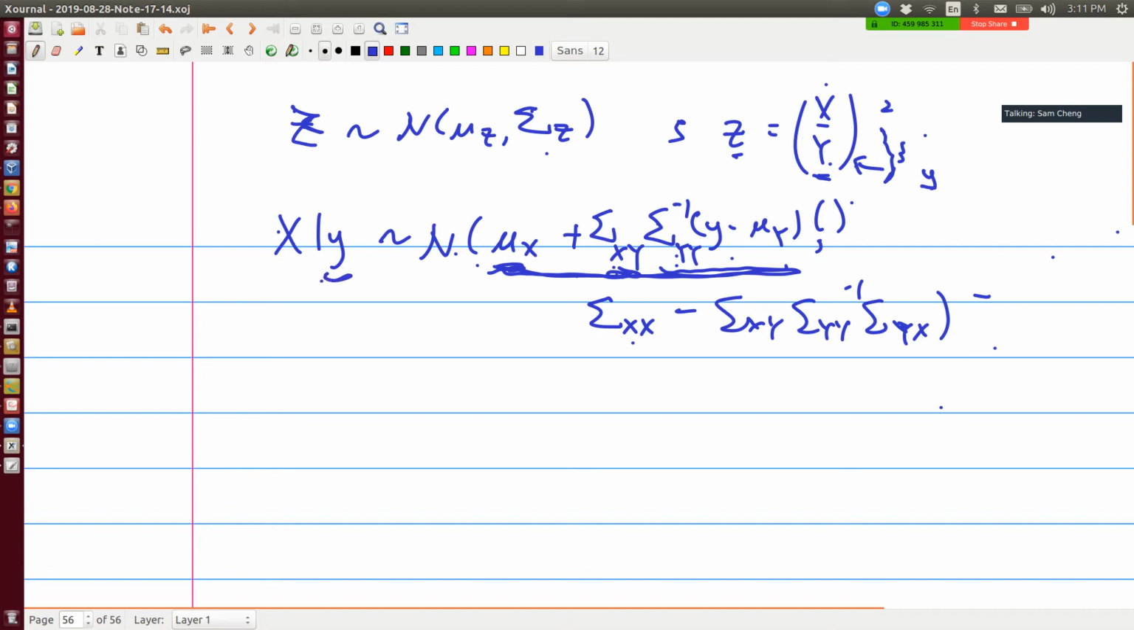After observing y as small y, you have a new mean of x, which is mu x, but there's some adjustment. The adjustment depends on your observation. If your observation is exactly equal to mu y, then there will be no adjustment. But if it's different from mu y, then you have an adjustment like that.